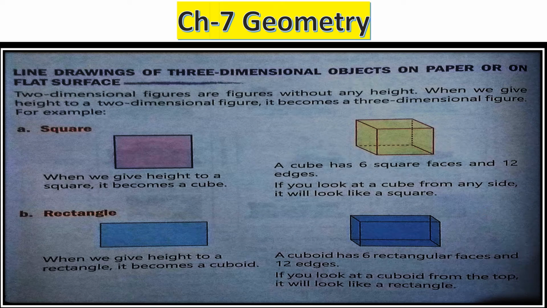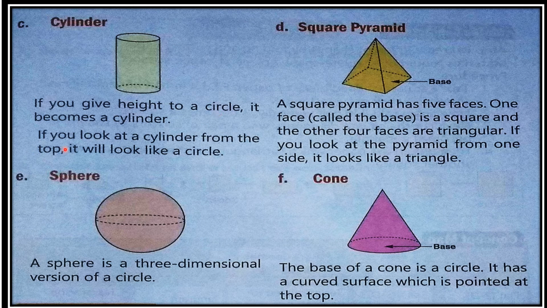Rectangle. Now, cylinder. If you give height to a circle, see here, this circle, if you give height to the circle, it becomes a cylinder. If you look at the cylinder from the top, it will look like a circle. Got it?